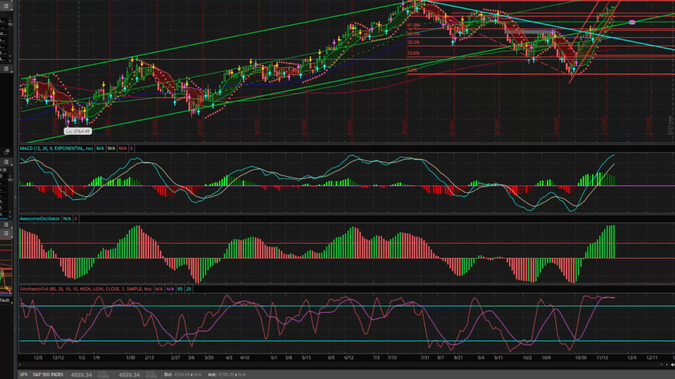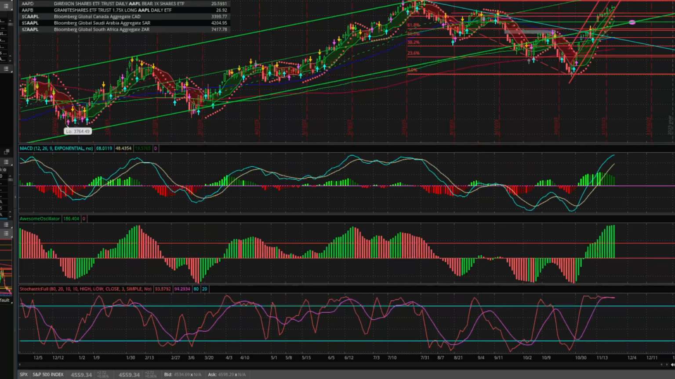Now, what we're going to do here is the following. Okay, so that's for the SPX. As we can see, the Awesome Oscillator is extended, and we haven't rolled over just yet, but the MACD is cooling off here.